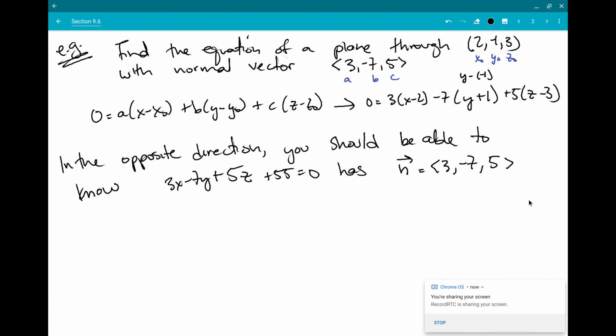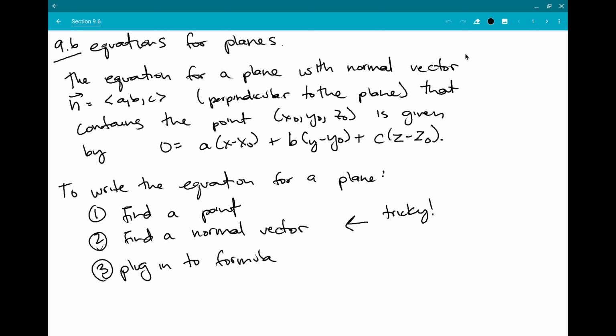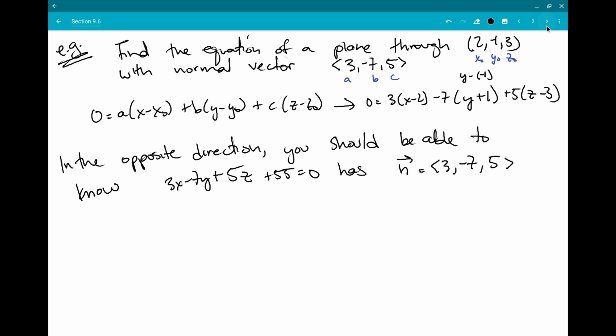All right, so a fair question to ask now would be, okay, we learned the equation for a plane. We can use it when we're given everything to start, but this finding a normal vector thing was supposed to be tricky, so how do we deal with that type of problem?